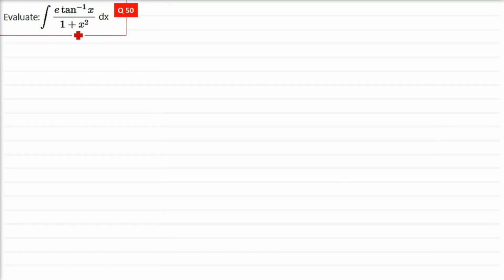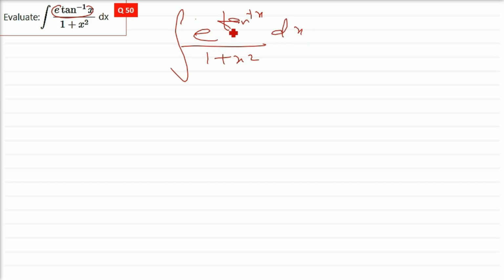Now tan inverse gives you direct result as 1 by 1 plus x square. And this is e raised tan inverse x. So it is e to the power. So let me write it in a formal way. E raised tan inverse x divided by 1 plus x square, integration we are doing with respect to dx.